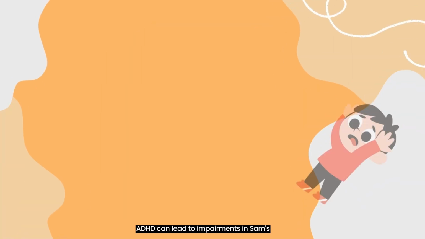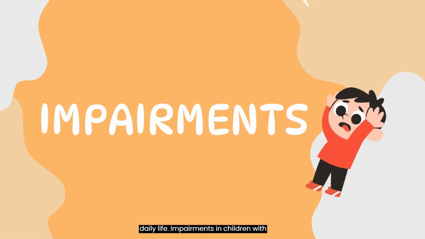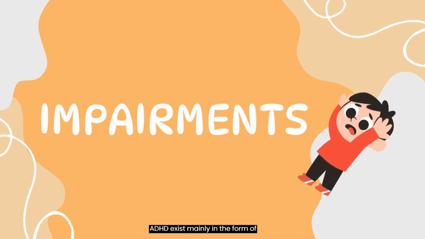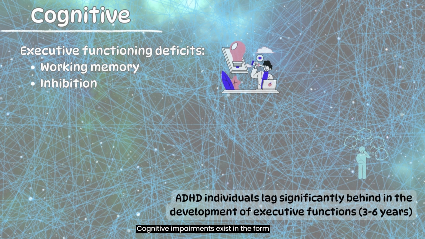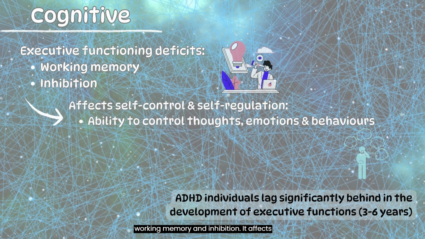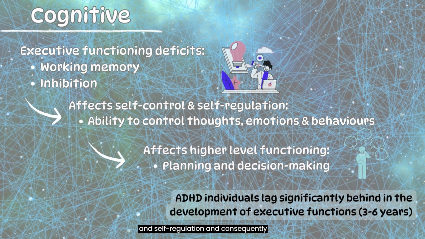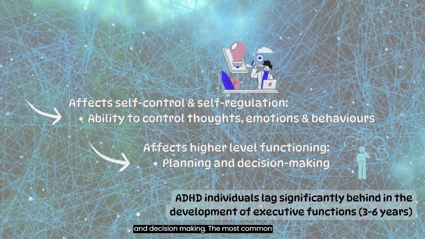ADHD can lead to impairments in Sam's daily life. Impairments in children with ADHD exist mainly in the form of cognitive and functional impairments. Cognitive impairments exist in the form of executive function deficits, such as working memory and inhibition. It affects children's development of self-control and self-regulation, and consequently higher-level functioning, like planning and decision-making.